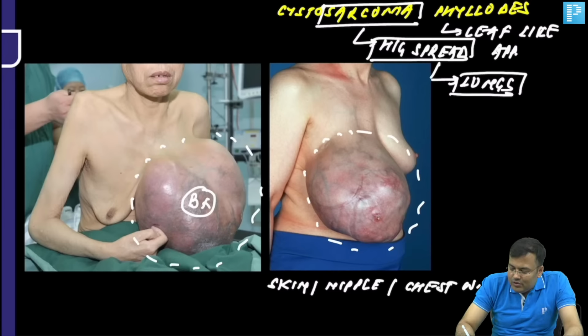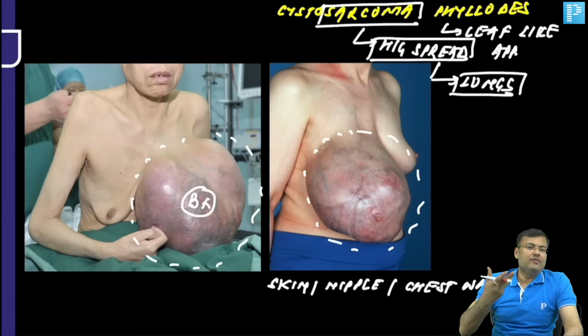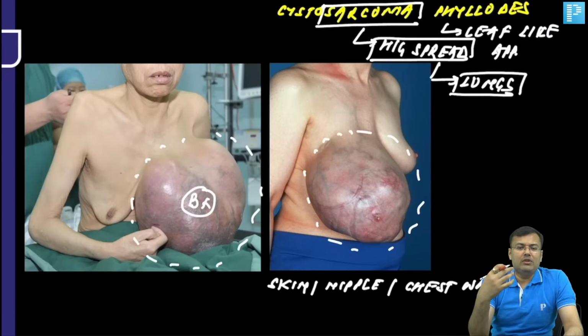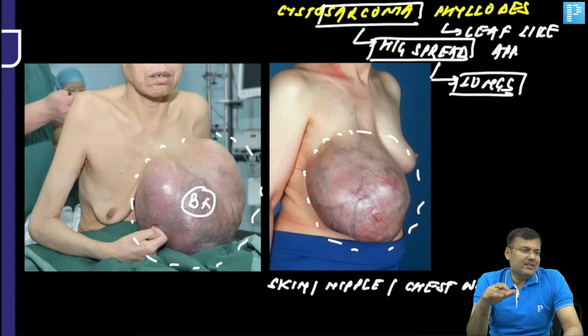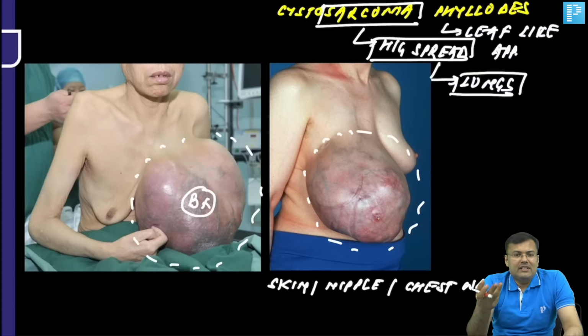That's why there is no skin fixity, no fixity to chest wall, the tumor is mobile over the chest wall, and there is no nipple retraction, deviation, or ulceration. And all of you know the investigation of choice for diagnosis is biopsy. Can you tell me the treatment? What is the treatment? Do we go for simple mastectomy or MRM?